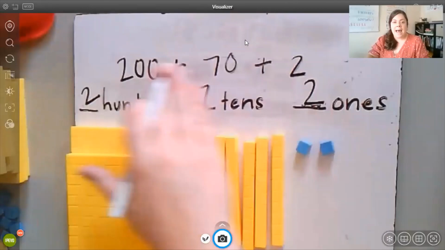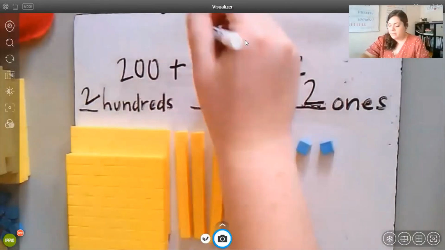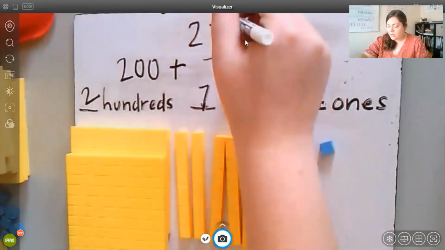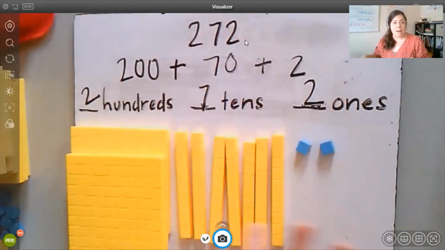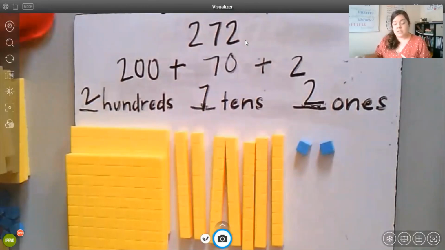So when I add that expanded form together, I have a value of 272, which matches exactly what we had on the board before, just represented differently. The value of both of those models was 272, but shown in 2 different ways.